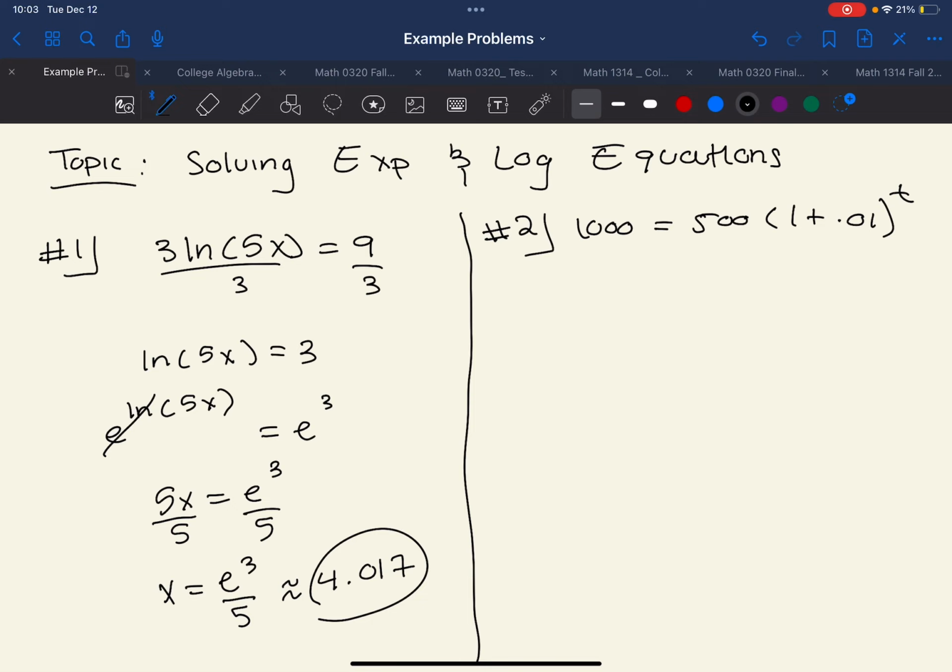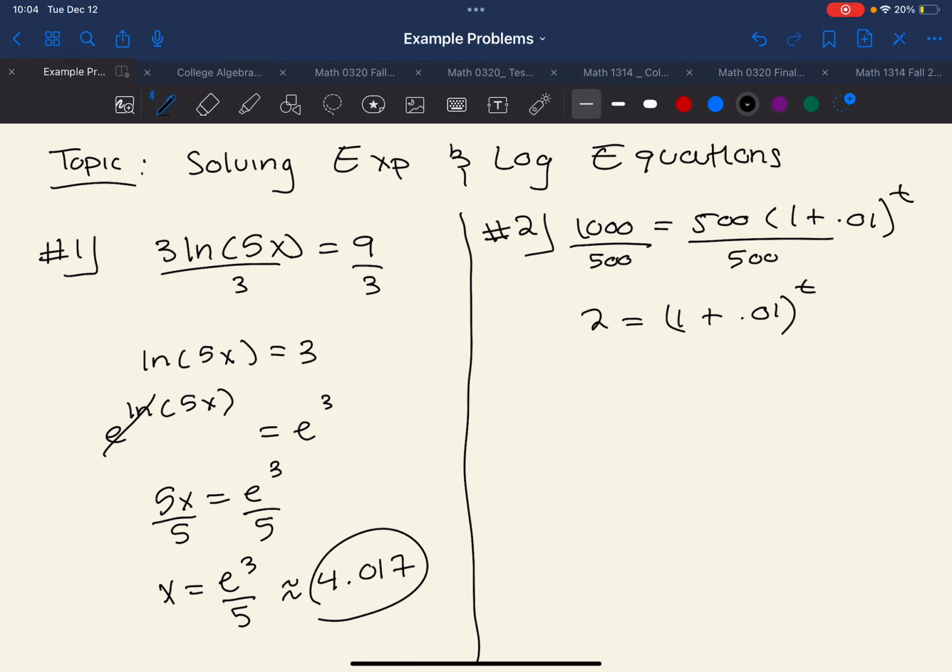On the second example, notice how we have our variable t in the exponents. So we are going to have to first get that function where t is in the exponents by itself. So we need to get that parentheses by itself. So that means the only thing in the way is that 500. So I'm going to divide both sides by 500. 1,000 divided by 500 is 2. So I have 2 is equal to 1 plus 0.01 to the power of t.